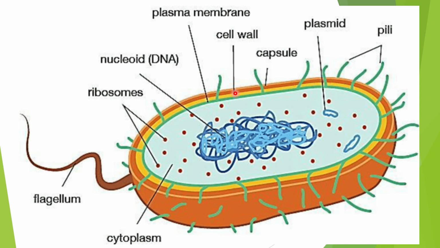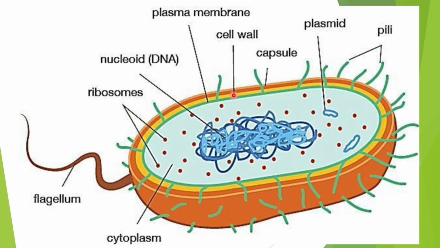The cell wall is a tough and rigid structure surrounding the bacterium like a shell. The function of the cell wall is that it provides shape, rigidity, and support to the bacteria, and it helps in division in bacteria. One important point is that in gram-positive bacteria, the cell wall is thicker.